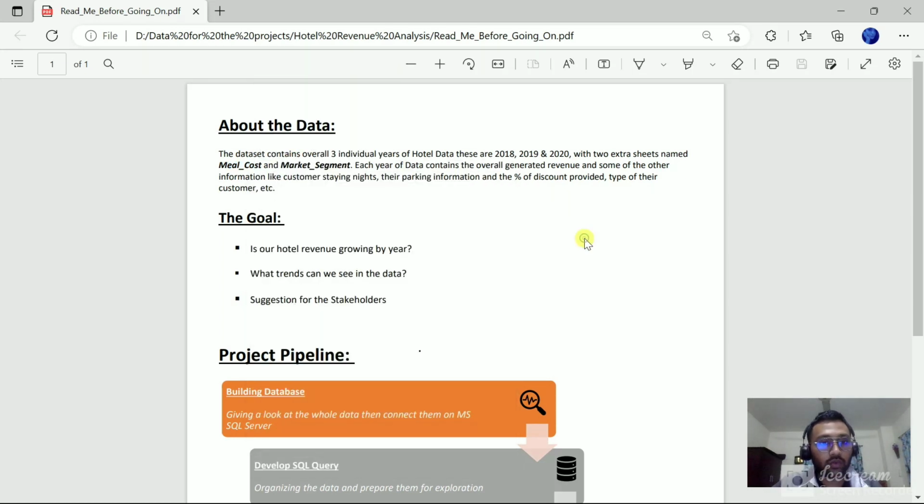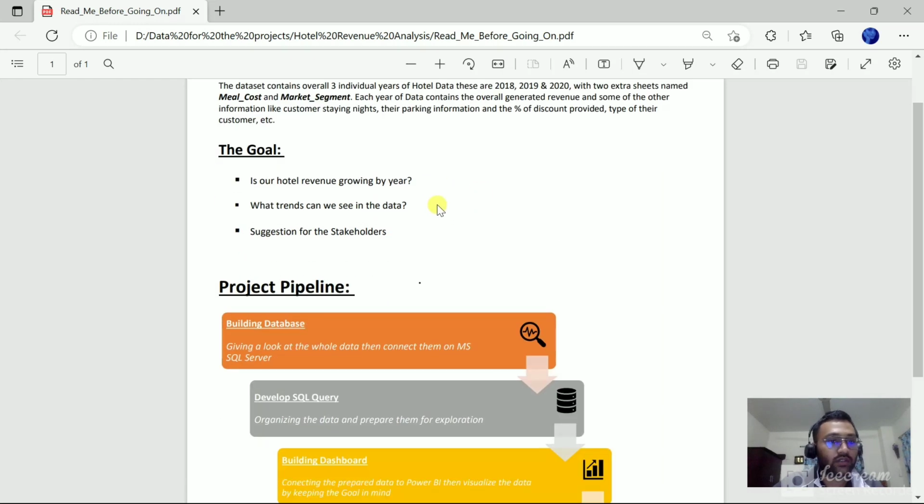The main goal of that project is to benchmark with three individual criteria. The first question is, is our revenue growing by year or not, and what actual trends can we see in that particular data, and can I make any suggestion for the stakeholders from that data that I am working on.